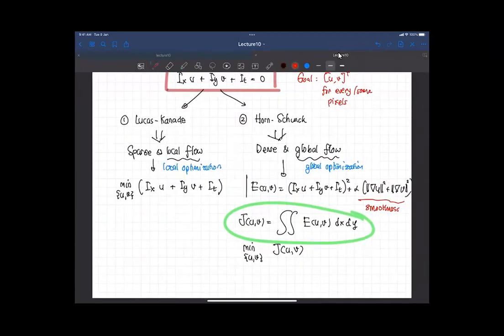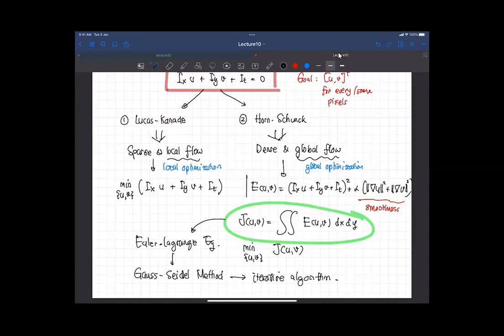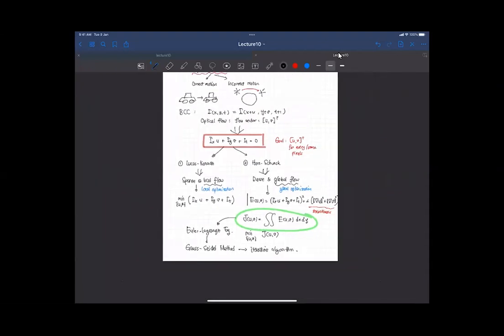And to solve this, Horn and Schunck use the Euler-Lagrange equation. And from this Euler-Lagrange equation, further on, they use what is called the Gauss-Seidel method to solve the whole equation. I didn't explain the detail of the Gauss-Seidel method, but you can look at the lecture notes for the detail. It's basically a method to solve linear equations. Based on this, it is an iterative algorithm, more or less a bit similar to gradient descent or Newton methods. Any question for this whole story here?